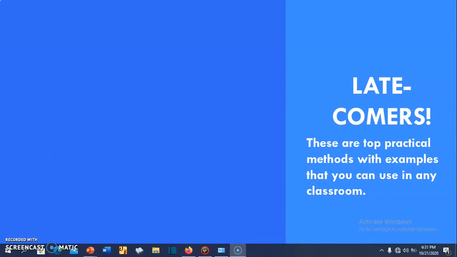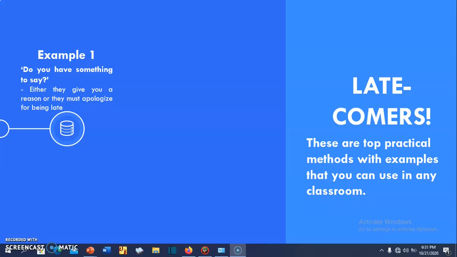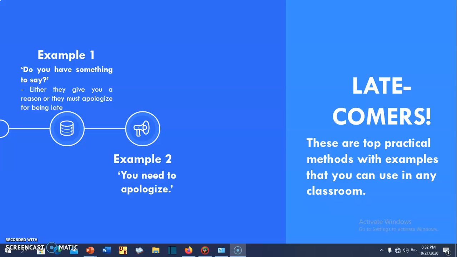The next is about dealing with latecomers. You need to deal with latecomers effectively. And how you do that is firstly asking these questions. Do you have something to say? Either they give you a reason, or they must apologize for being late here. So you make them responsible for the next time.